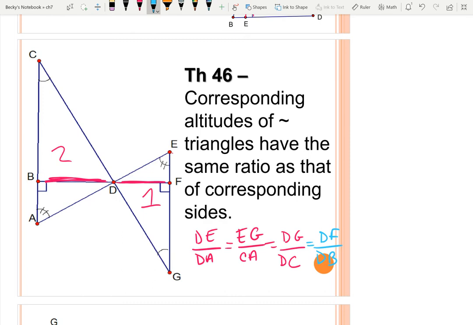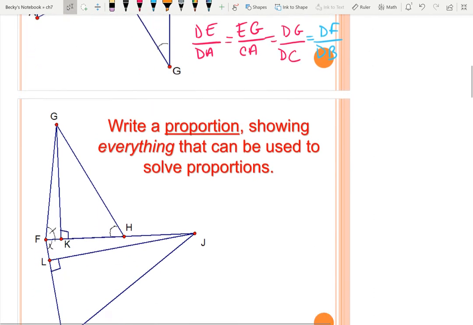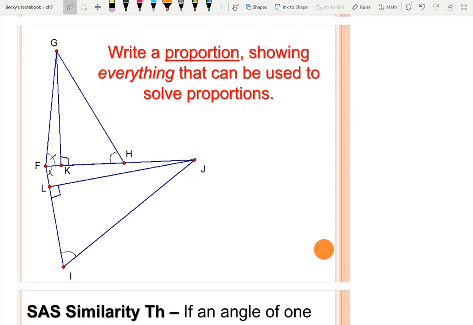So if we actually had numbers, we could cross multiply and solve now. It's a list of everything that you could use in a proportion up to this point. Again, the main thing you need to know is now you can use those altitudes. So I'm just going to change this problem up. If I tell you this side is 10 and this side is 12, and this side here is, I don't know, 15, I want you to find JL.